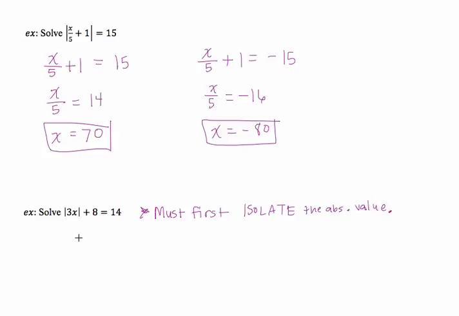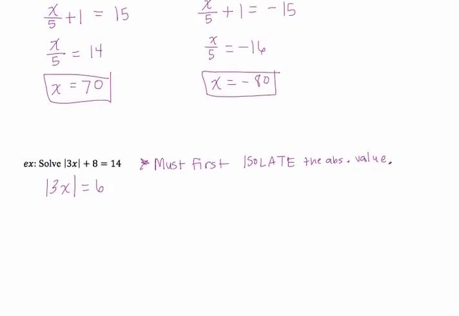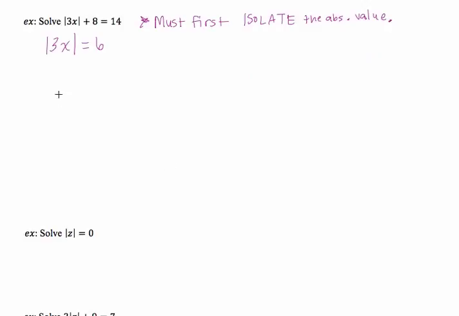So first we have to get the absolute value of 3x by itself. Well, we can do that by simply subtracting 8 from both sides because that's not in the absolute value, so standard rules apply. 14 minus 8 is 6. And now we have an absolute value equation with the absolute value on one side equal to something else. So we set what's in the absolute value equal to the positive of what's on the other side and equal to the negative of what's on the other side. Solving each of these for x gives us 2 and negative 2.